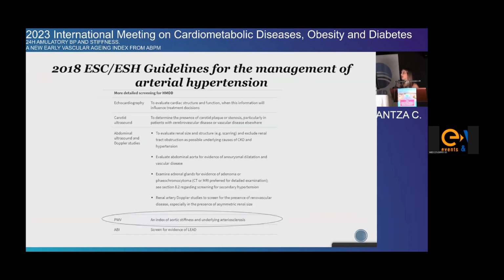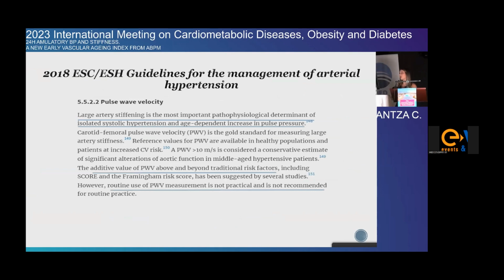Let's go and analyze what's going on with the guidelines of the European Society of Hypertension. The previous guidelines included pulse wave velocity as a very useful index in order to screen our patients for hypertension-mediated organ damage, when we want to screen them in more detail, not in basic everyday clinical practice. This decision was because the routine use of pulse wave velocity measurement is not practical, and that's why it is not recommended for everyday clinical practice.